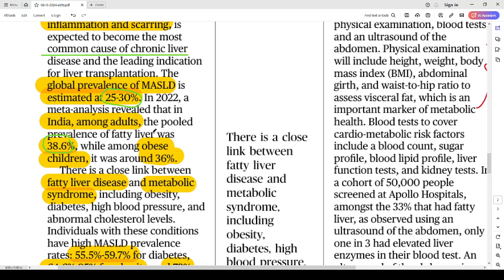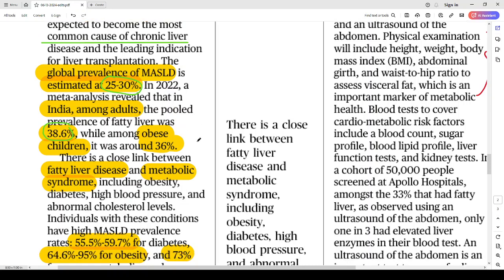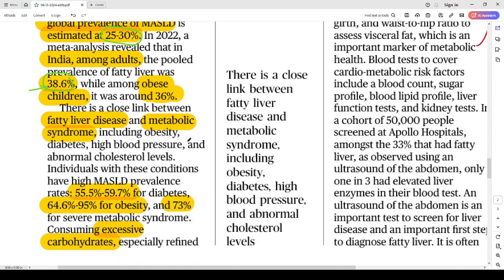These numbers might be very helpful. So in adults, India 38.6%, globally it is 25 to 30%. In India, among obese children it was 36%. So Indian adults have the highest prevalence rate of getting this fatty liver disease.